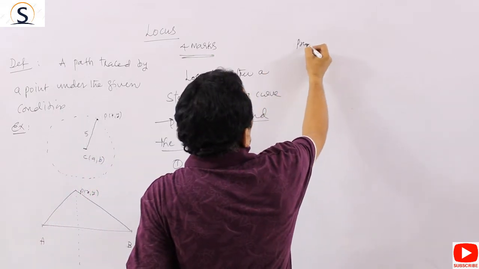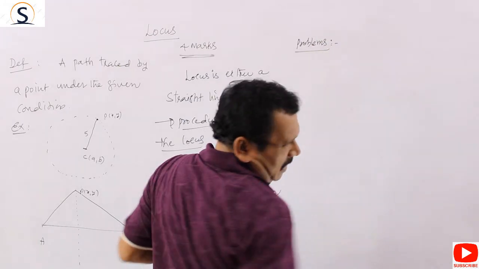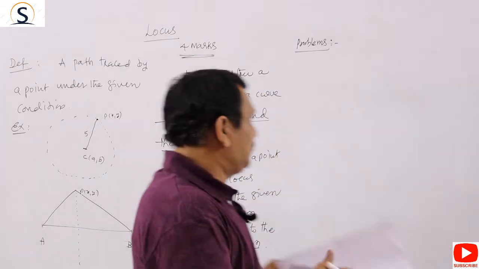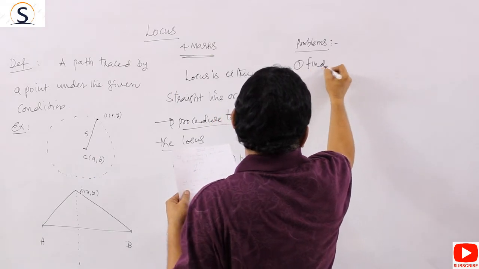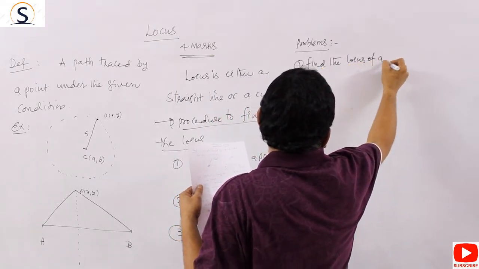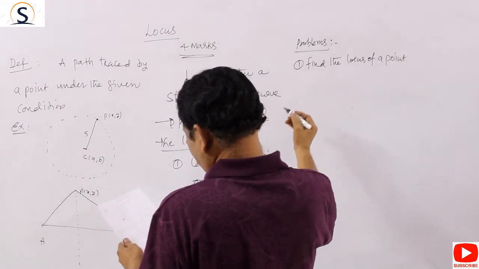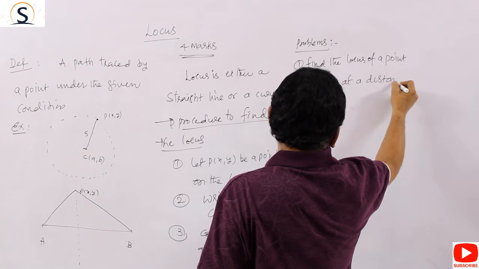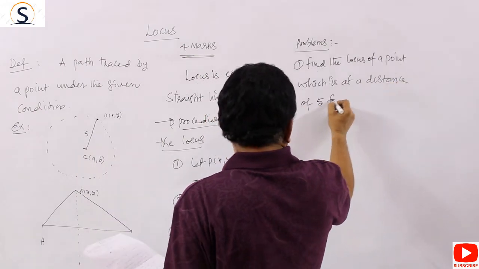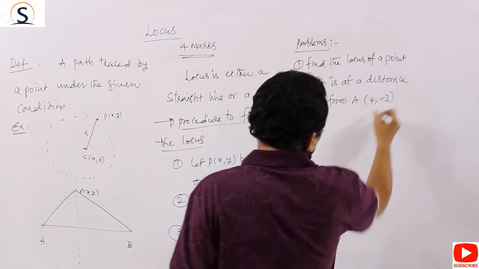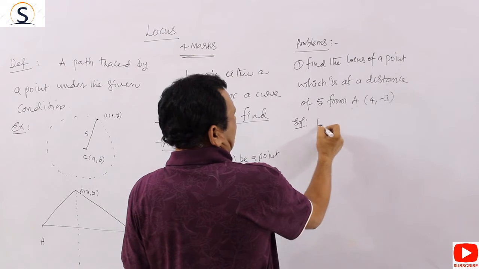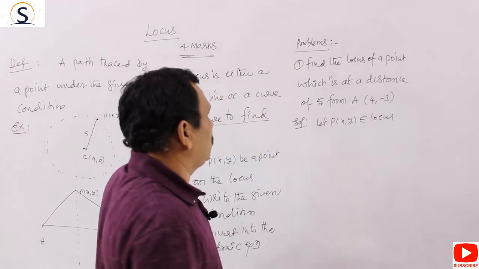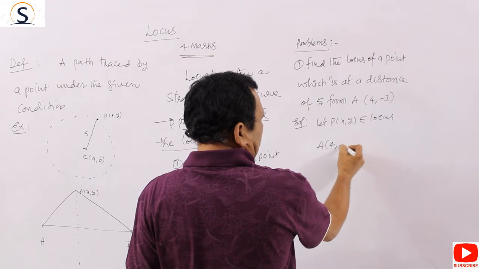Now the problems. I told you only 4 marks weightage problem is there in this. Okay. Now find the locus of a point. The first problem. Find the locus of a point which is at a distance of 5 from A (4, minus 3). So blindly you take let P of x y belongs to locus. That means lies on the curve. Next, A is a fixed point (4, minus 3).